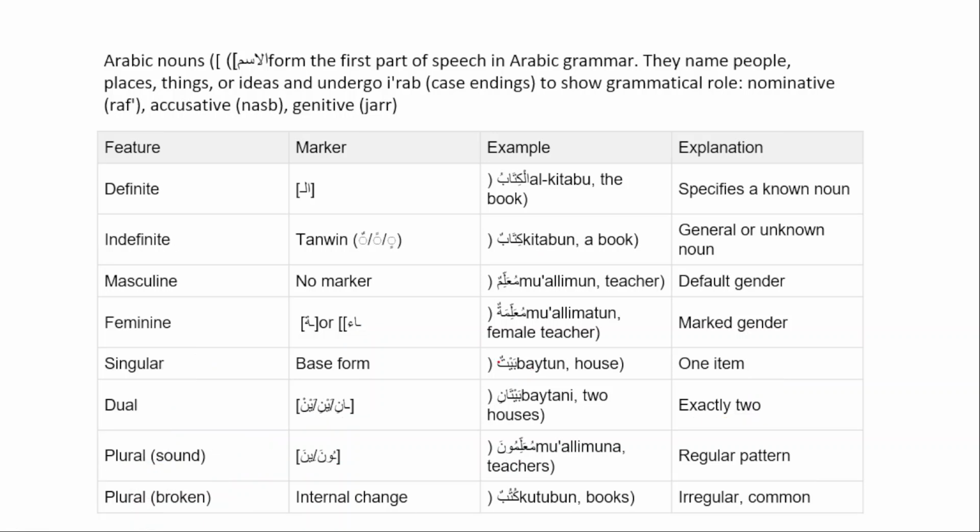Now just to recap once again. We have definite, which we call ma'rifa. Indefinite in Arabic is called nakira, masculine is called mudhakkar, feminine is called mu'annath. Singular, I'm forgetting the Arabic word for singular.